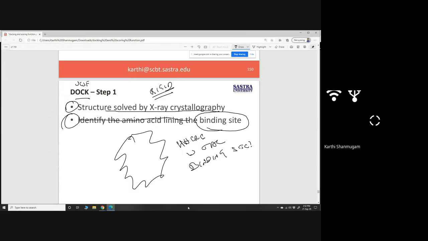Again, I repeat the question. I have drawn a kind of illustration of a protein molecule. You have to assume that it is a protein molecule. The question of interest is where the binding site is present in that protein.